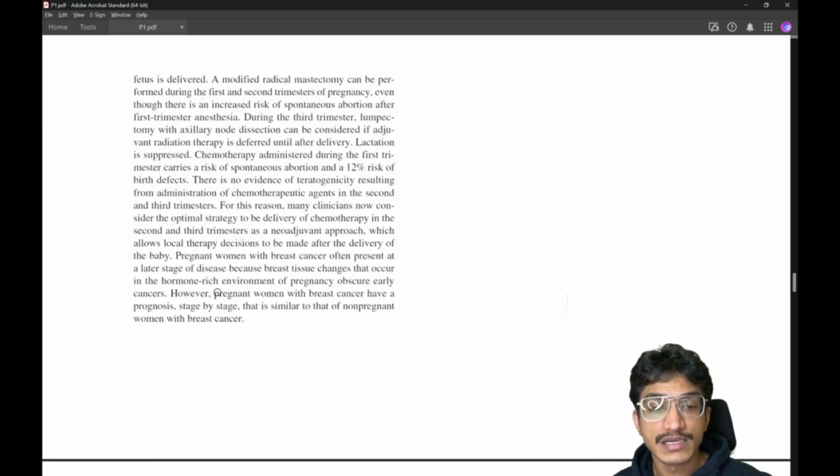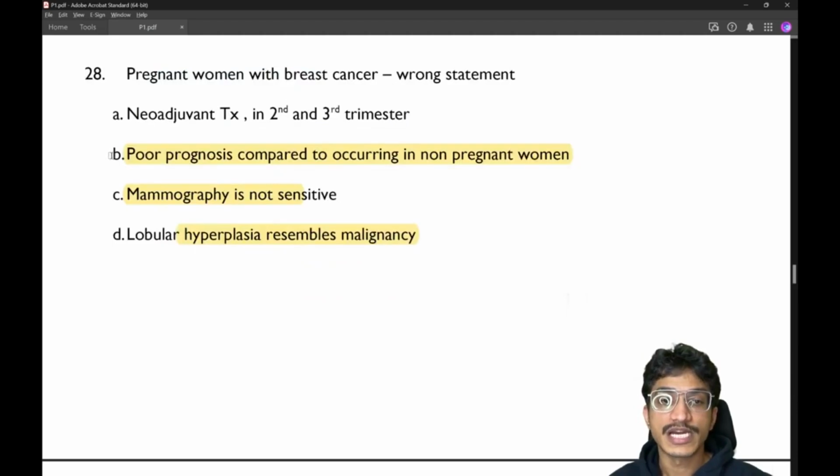So the statement that is given at the end, that pregnant women with breast cancer have a prognosis which is similar to that of non-pregnant breast cancer. So the false statement should be B, that is, poor prognosis compared to non-pregnant women.